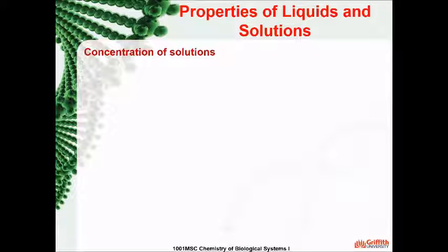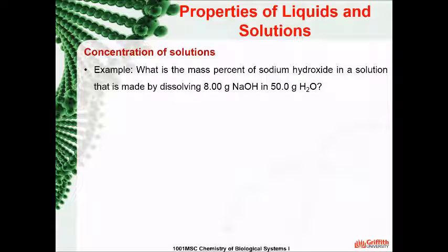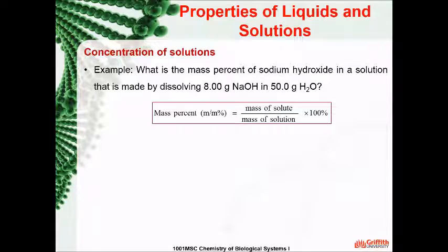Let's cover some examples to practice these concentrations. What is the mass percent of sodium hydroxide in a solution that is made by dissolving 8 grams of sodium hydroxide in 50 grams of water? The question is asking to calculate the mass percent. So we use the formula mass percent is equal to mass of solute over mass of solution times 100%.